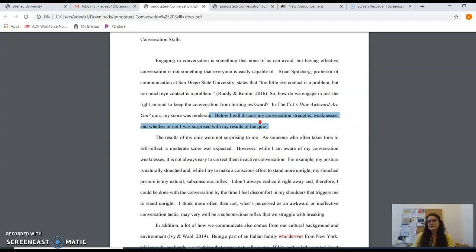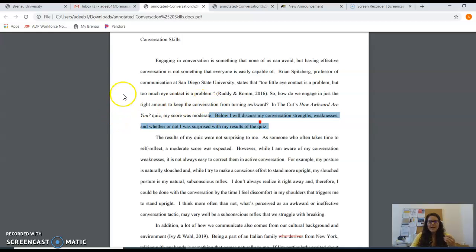Below, I will discuss my conversation strengths, my weaknesses, and whether or not I was surprised with the results of my quiz. So I know she's going to devote a paragraph to strengths, a paragraph to weaknesses, and then she's going to reflect on whether she was surprised or not. And that's helpful for me as a reader so I know what to look for. And she's also done a good job of sort of building up that interest in her introduction here. So well done, Jen. Thank you for that example for us.